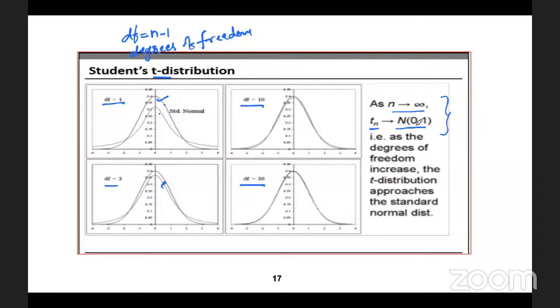This notation refers to the standard normal distribution: N of 0, 1 means 0 mean and standard deviation 1, or variance 1. So this is the mean and this is the variance. This is the standard notation for the normal distribution, right? So the t distribution converges to the standard normal distribution as the number of data points becomes infinite. There is only a small difference between the t distribution and the normal distribution when you have a huge number of data points.